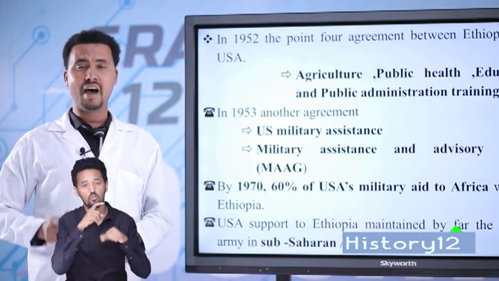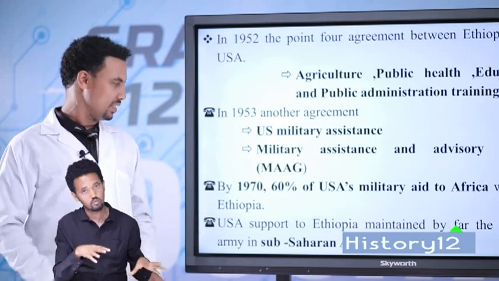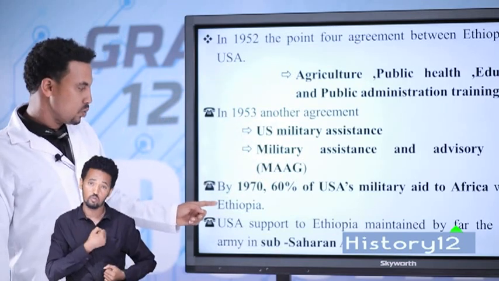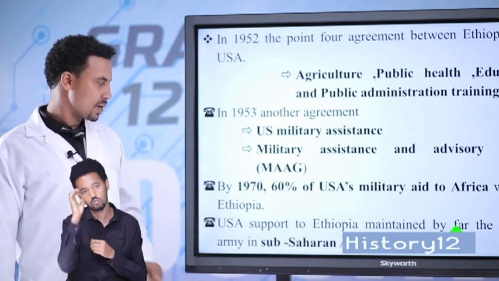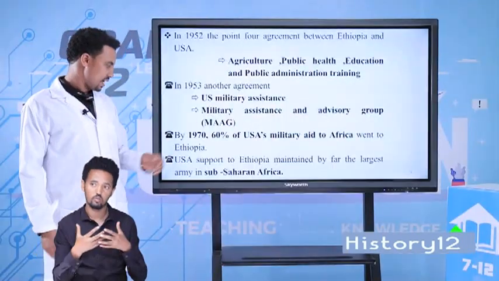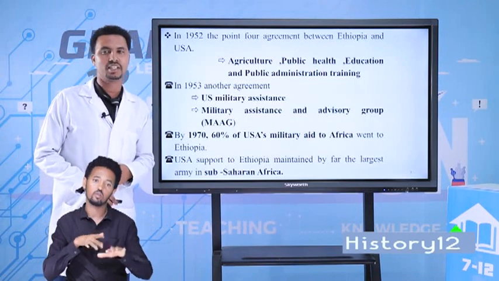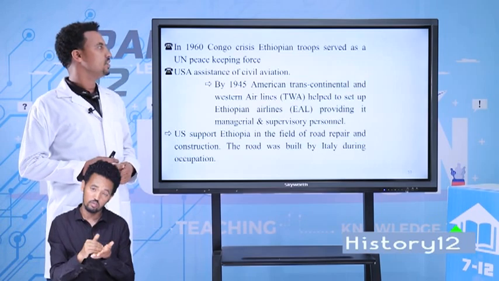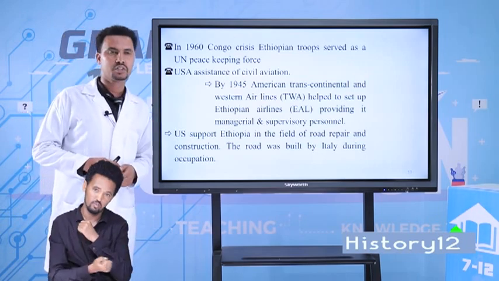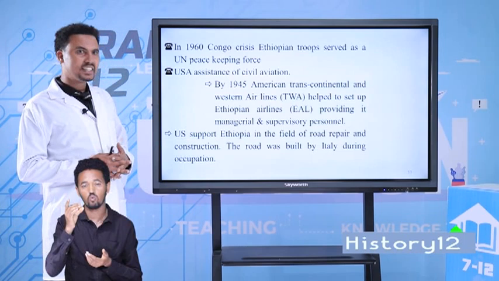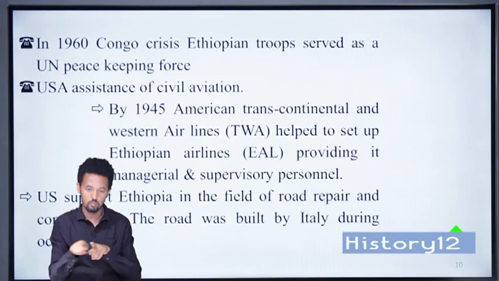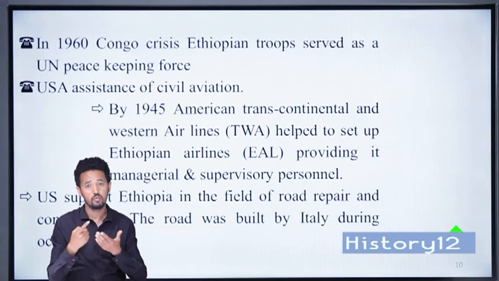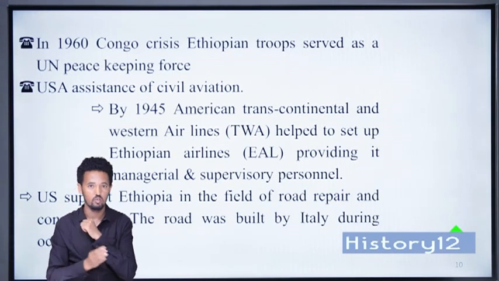By 1957, mind you student, 60% of USA military aid to Africa went to Ethiopia. USA support to Ethiopia maintained by far the largest army in sub-Saharan Africa. In 1960 again, Ethiopia was involved in the UN peacekeeping force in Congo, especially the Congo-Katanga War. The Congo-Katanga War was solved by the UN peacekeeping force. As a result of this, our country Ethiopia is one of the members of the UN.